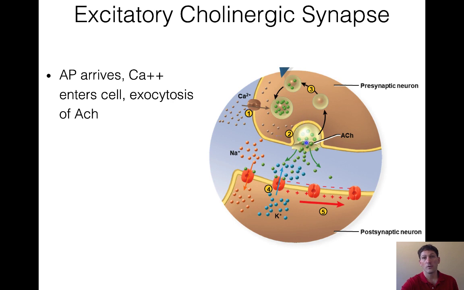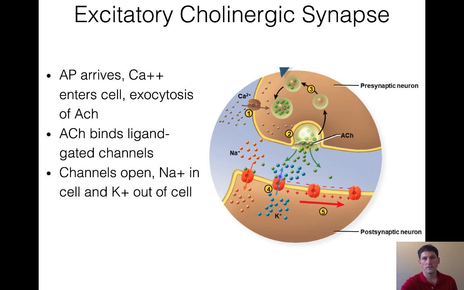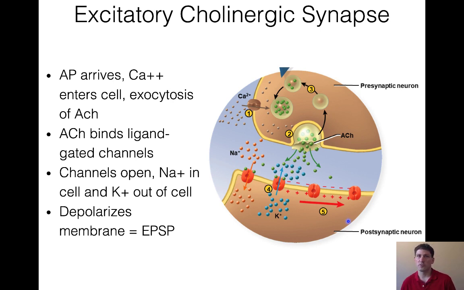Our acetylcholine diffuses across and binds to those ligand-gated channels. We see that sodium is rushing in and potassium is rushing out, and that is going to eventually cause our cell to depolarize and send an action potential along that postsynaptic axon.